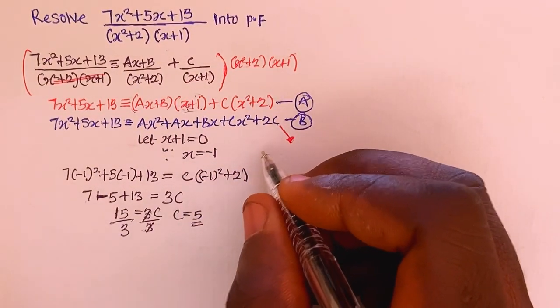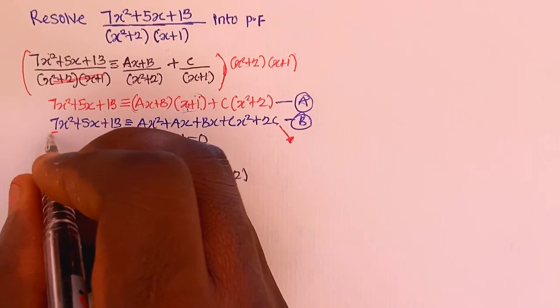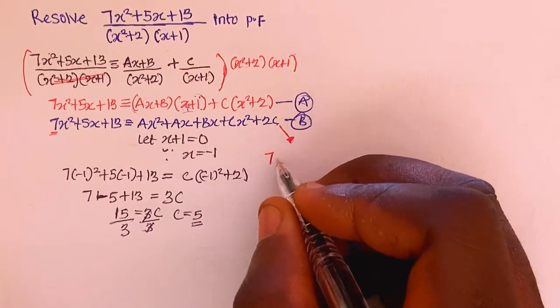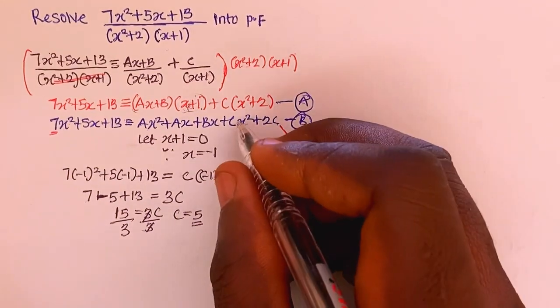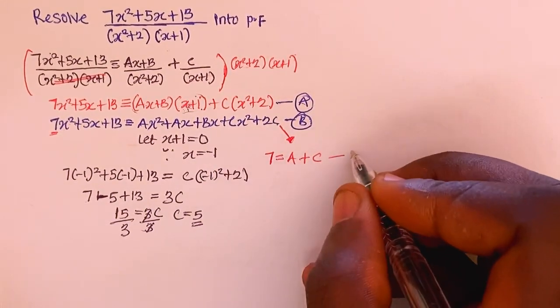When x is raised to power 2, the coefficient is 7 on the left hand side, which is equal to, on the right hand side, A plus C. Call this equation 1.